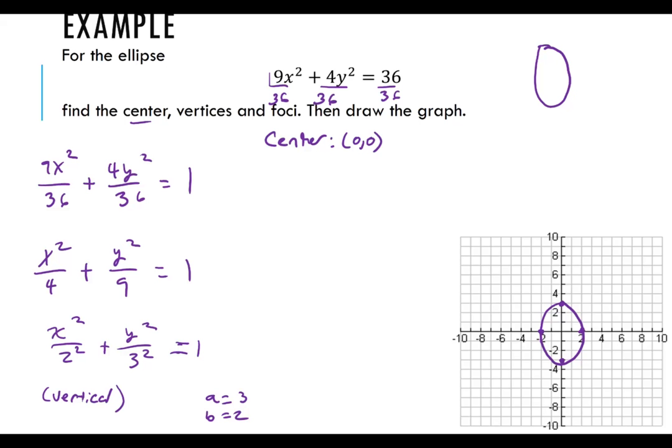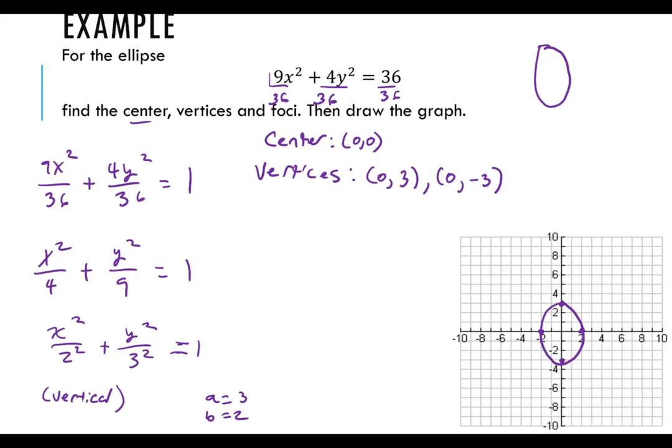Well, recognizing my A and my B get me exactly where I need to get, what are my vertices? Well, my vertices specifically go from the center and go up 3, so that's going to be 0, 3, and the other one is 0, negative 3. Okay, those are my vertices.